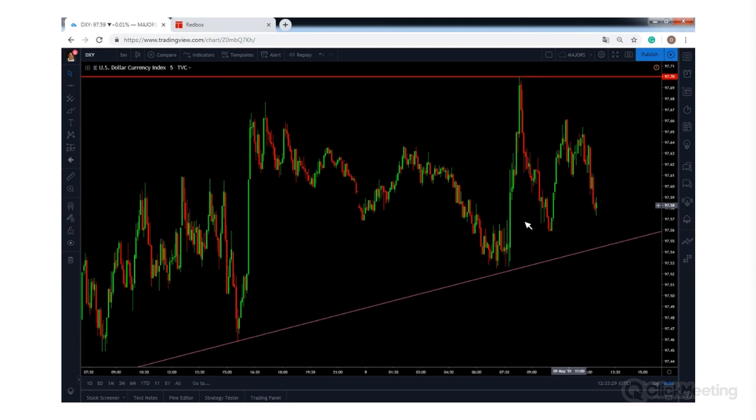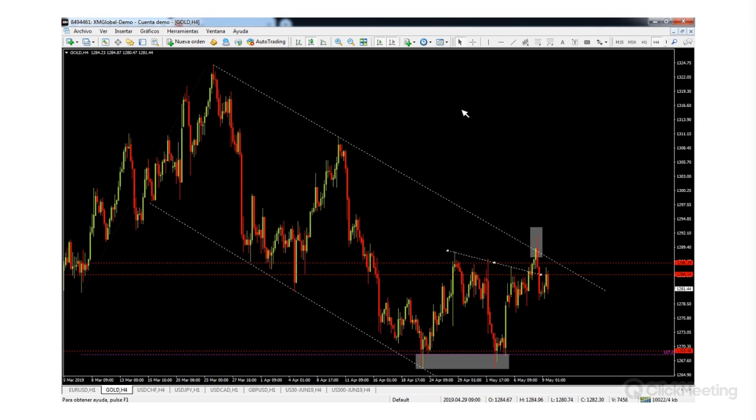I actually thought that a bad PPI number was going to bring a lot of sellers on the US dollar, and a bad jobless claims number was going to bring even more sellers. But that is not the case, and that's maybe because the U.S. session hasn't opened yet. But we're still going to look at our levels and see what's going on.